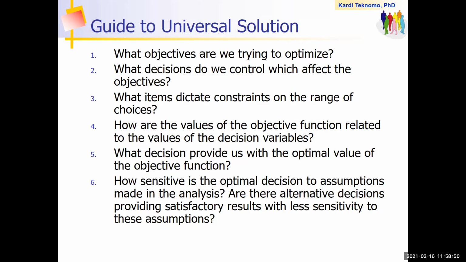And then number five, what decision provides us with the optimal value of the objective function? That means you already found the solution. The solution is the optimal value. Then you need to put back: I get the solution with this value of the maximum or minimum, and the values of the decision variables, right? And number six, you need to find how sensitive the optimal decision is to the assumptions made in the analysis. Are there alternative decisions providing a satisfactory result with less sensitivity to these assumptions? So it means you need to do the sensitivity analysis also.